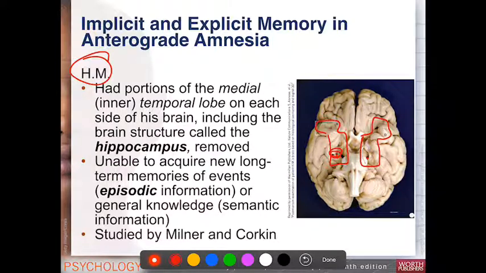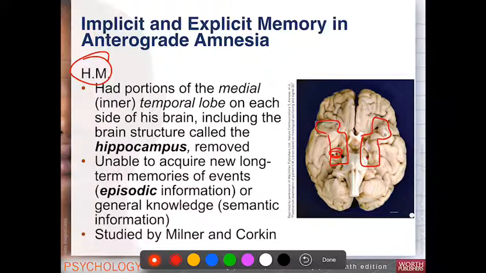HM no longer was able to form new memories. And that told us, okay, that these structures were very important for the consolidation of new memories. And that when you remove these structures, you lose what is referred to as episodic information, memories about yourself, new memories about yourself.